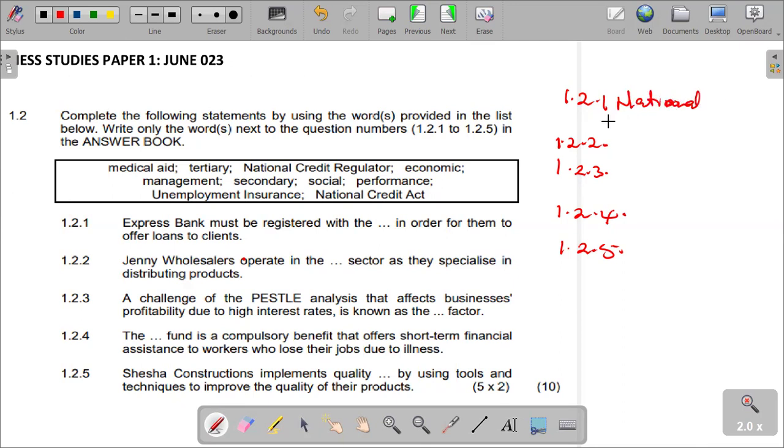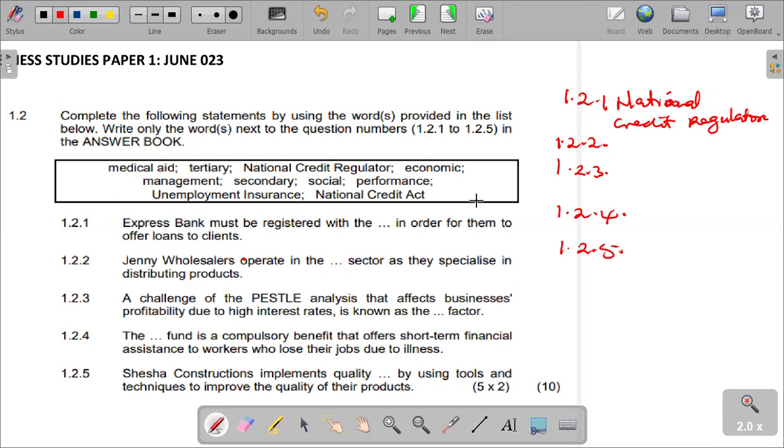National Credit Regulator. They must register with the National Credit Regulator. Number 1.2.1: they must register with the National Credit Regulator.